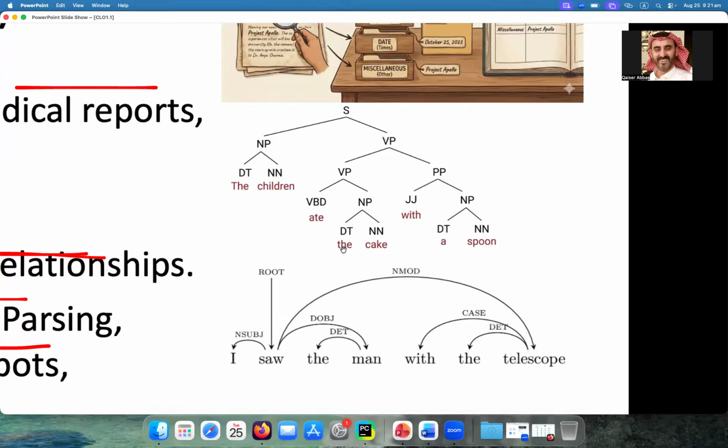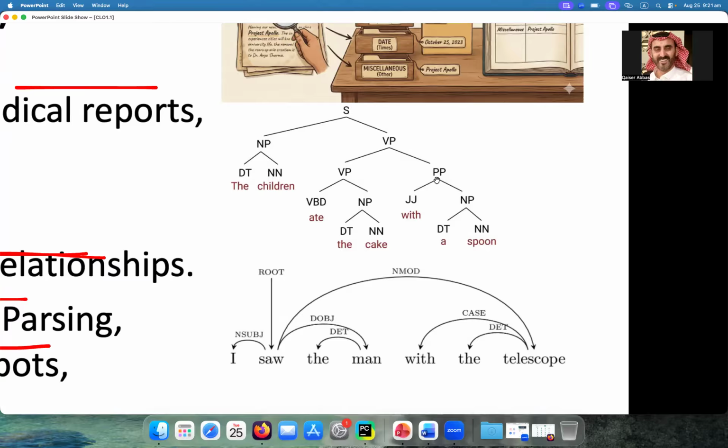And now here, the children ate the cake, ate not spoon. So this verb is linked with this thing. That's why "ate" is here, and now it is VBD, which means it is a verb, and D means past tense. This is the tag available there. And then it is making a verb phrase. So this verb phrase is a constituent, this PP is a constituent, this NP is a constituent, this VP is a constituent.